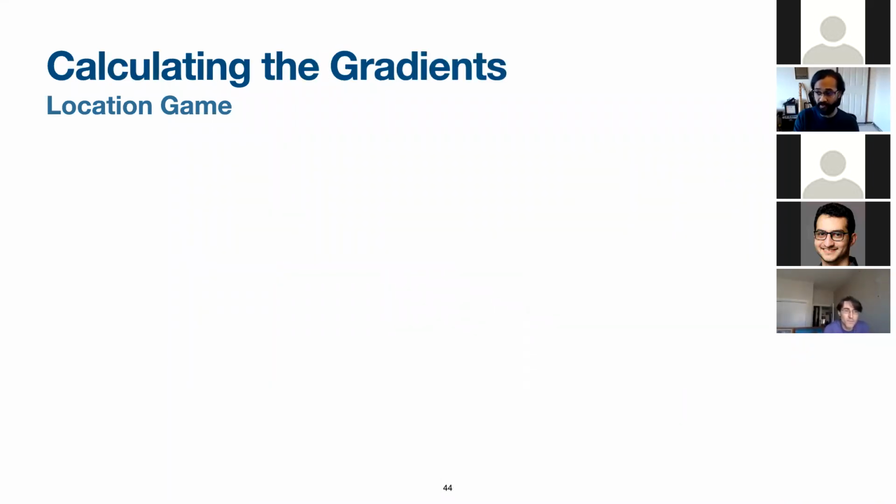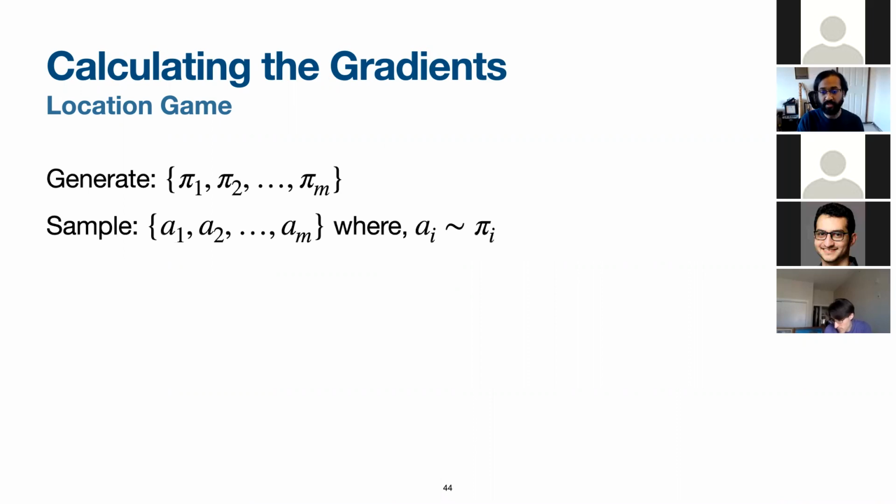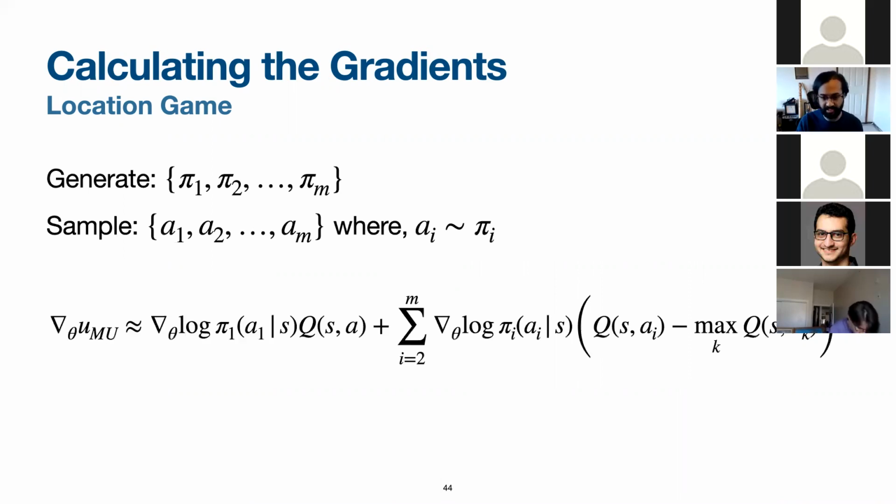Again, we have to find a way to calculate the gradients because we are looking at sampled observations and sampled rewards. So let's say we generate a set of M policies and we sample an action from each policy. So we have M sampled actions. Now, using the log derivative trick, we can actually represent partial derivatives of the actions as a sum of the product of the marginal utilities with their log probabilities. This allows us to compute the gradients in the discrete space using sampled observations.